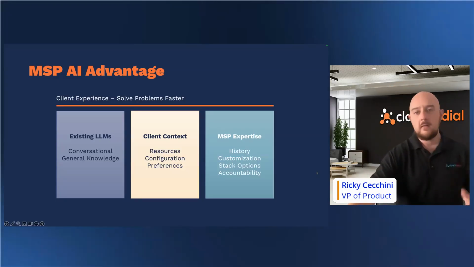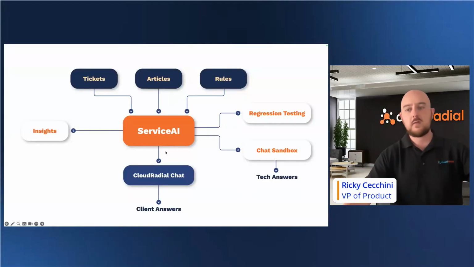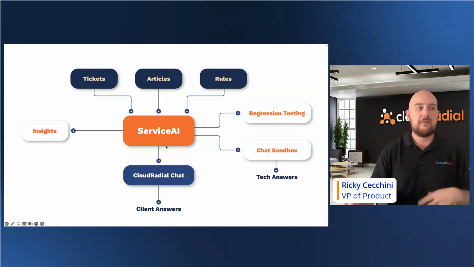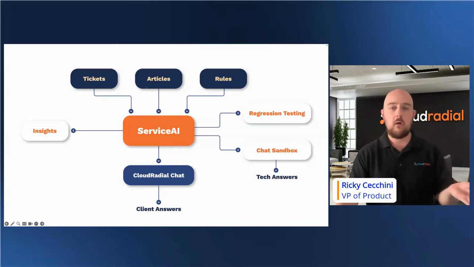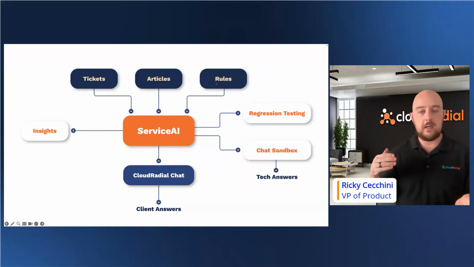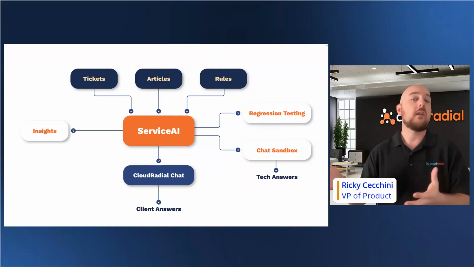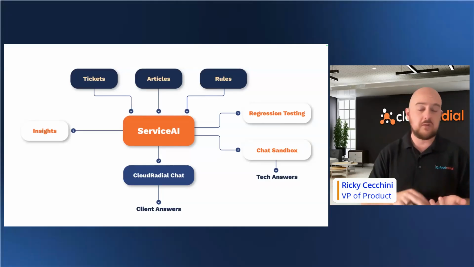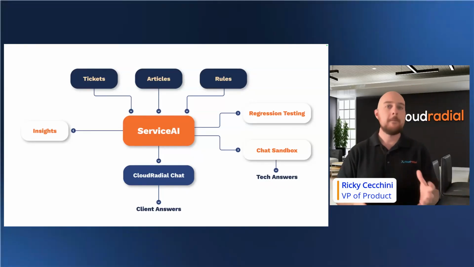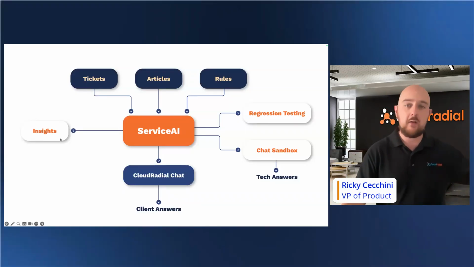Now, for those that are existing CloudRadial customers and you're wondering how this fits into the bigger puzzle, we have a handy dandy diagram to show you where this fits in. So Service AI is the brain, right? You can see me circling around here. What we're feeding it, again, are your tickets, your articles and documentation, and rules. Rules are what you're going to be able to define for Service AI as to what it can look at, whether that's specific boards and queues, specific agents, or excluding certain agents or technicians. That's the brain basis that's going to spit out insights.